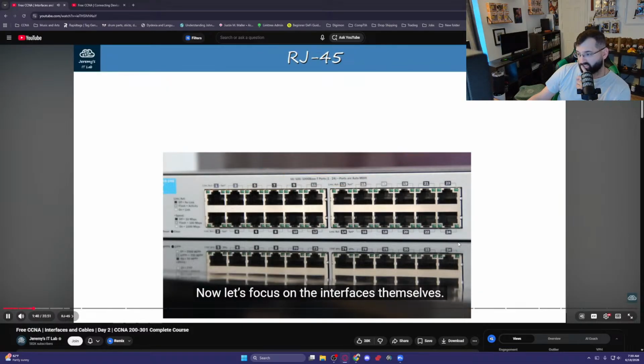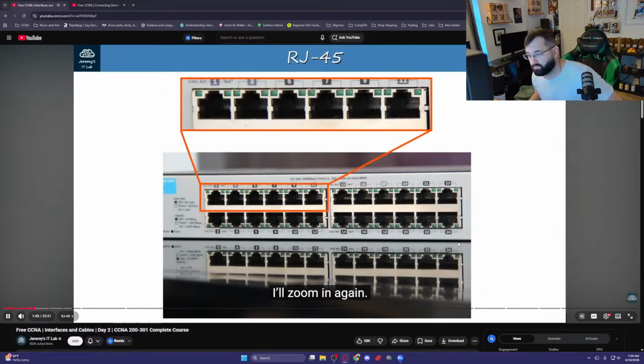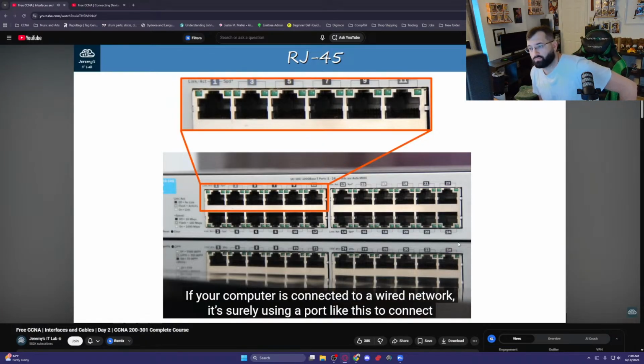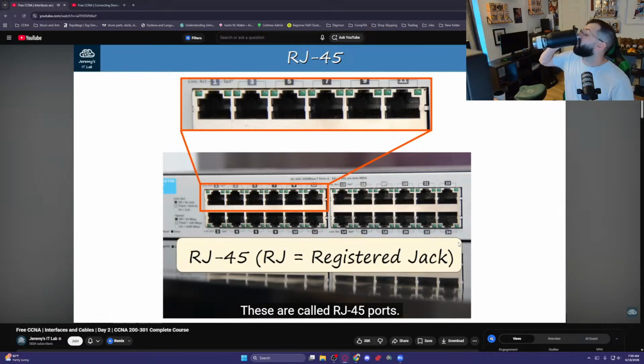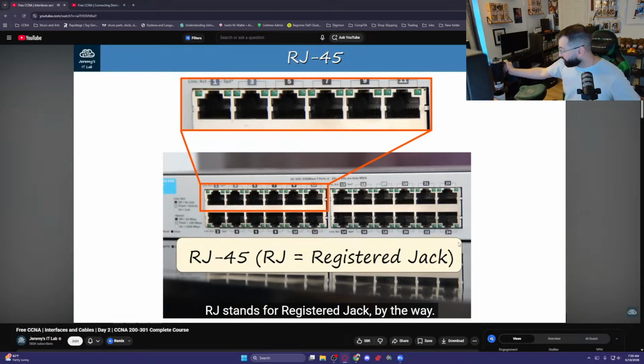Now let's focus on the interfaces themselves. I'll zoom in again. Do you recognize the shape? If your computer is connected to a wired network, it's surely using a port like this to connect to the network. These are called RJ45 ports. RJ stands for registered jack, by the way.